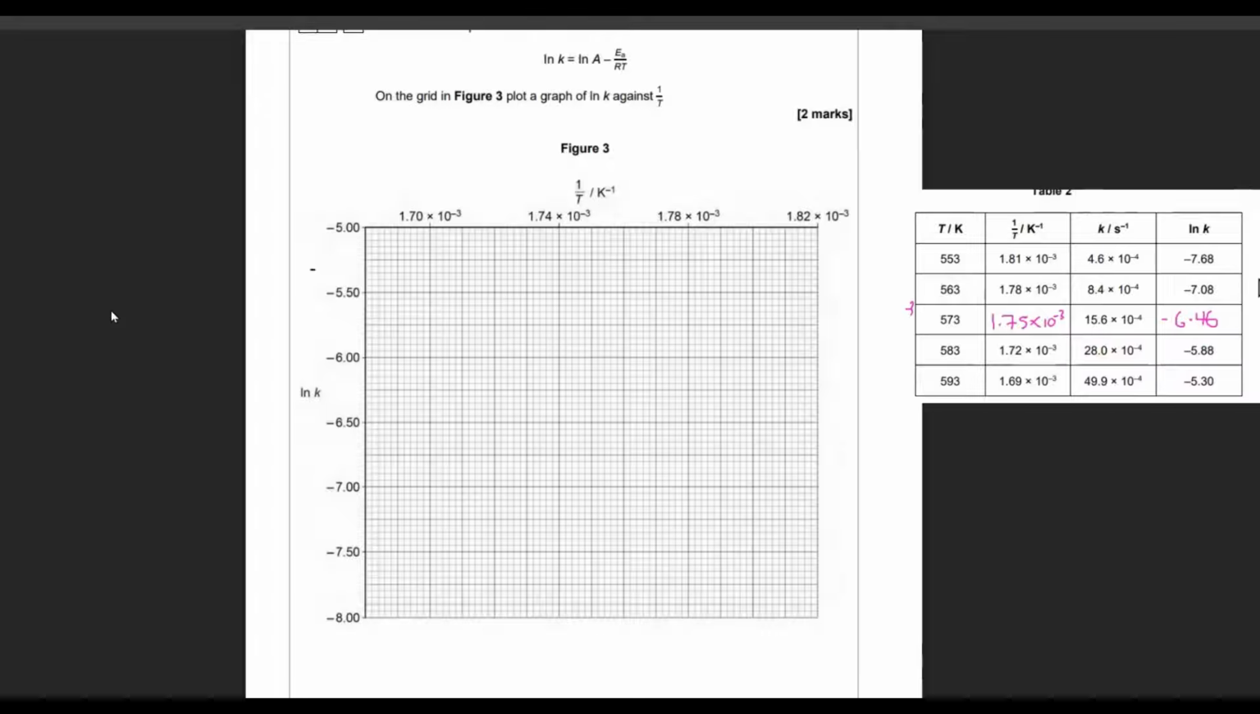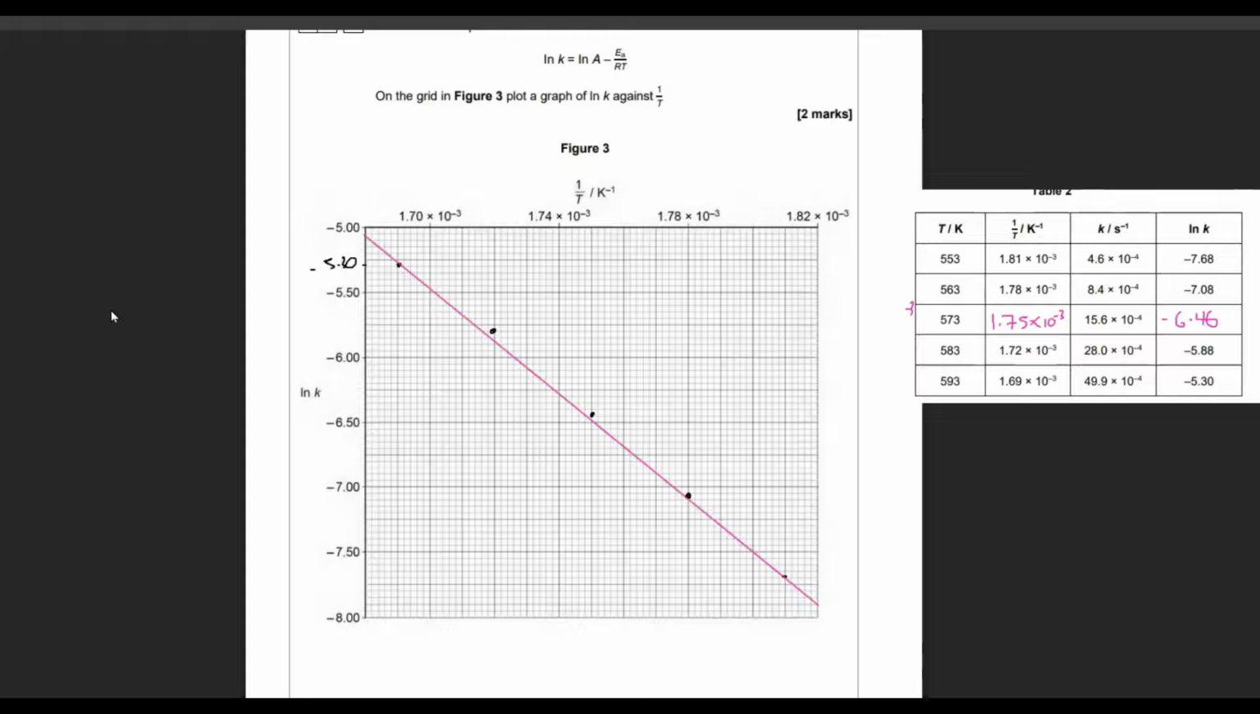All right, so first off, I've got to plot my points. We're going to put our points all on here. And if you plot these up, you can smash these on, and then you want some sort of line of best fit.